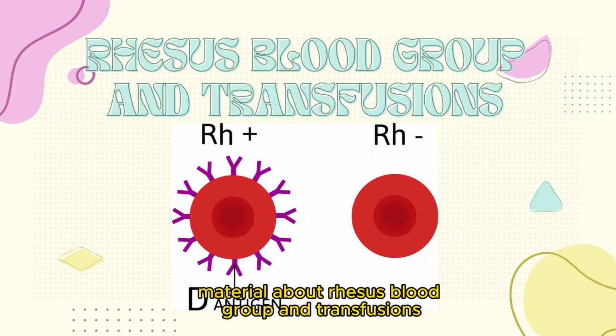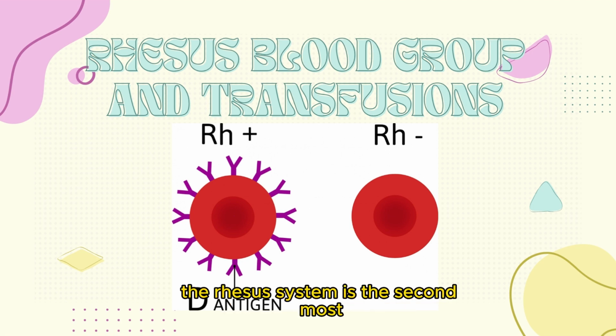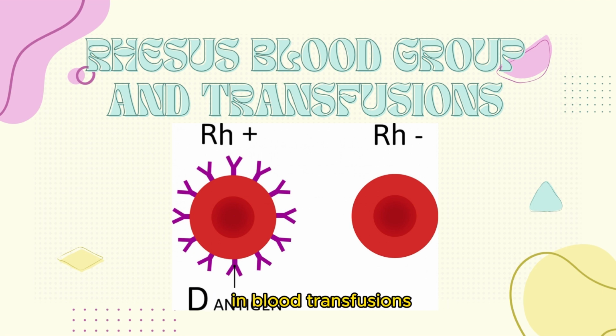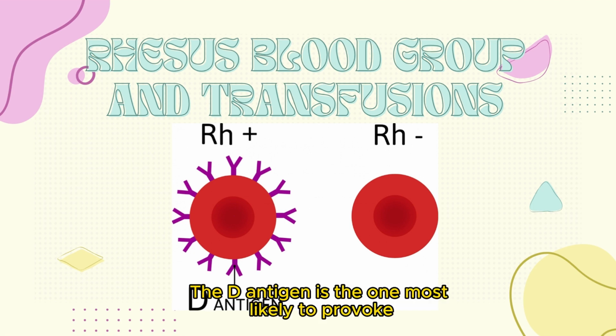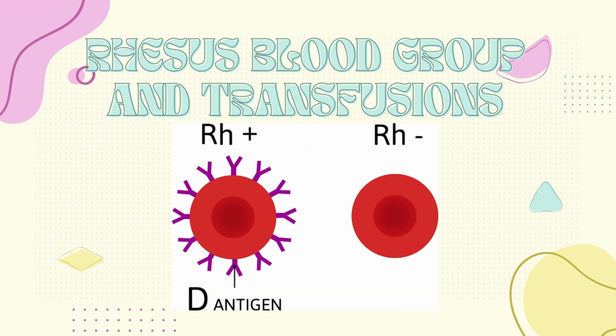Material about rhesus blood group and transfusions. After the ABO system, the rhesus system is the second most important blood group system in blood transfusions. The D antigen is the one most likely to provoke an immune response in people who lack the antigen.